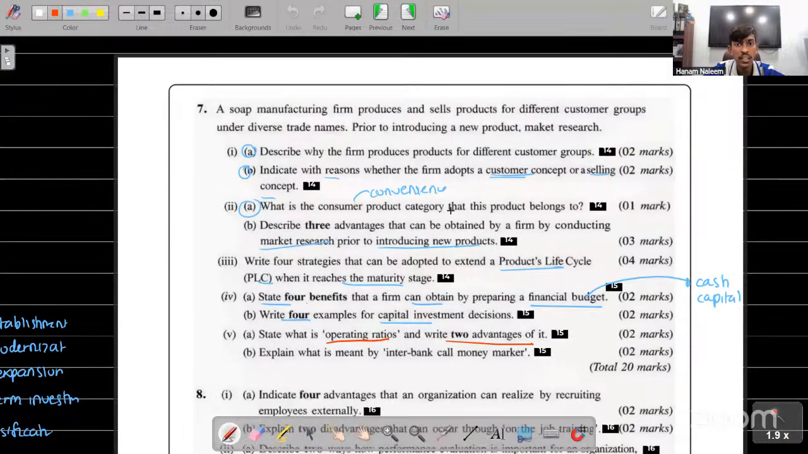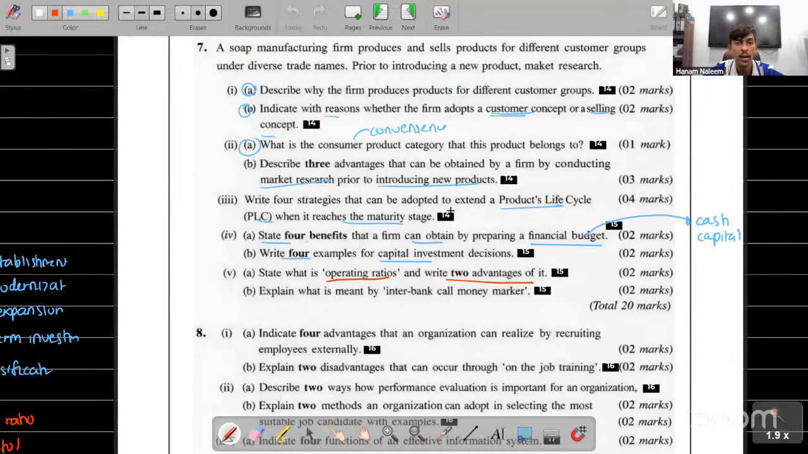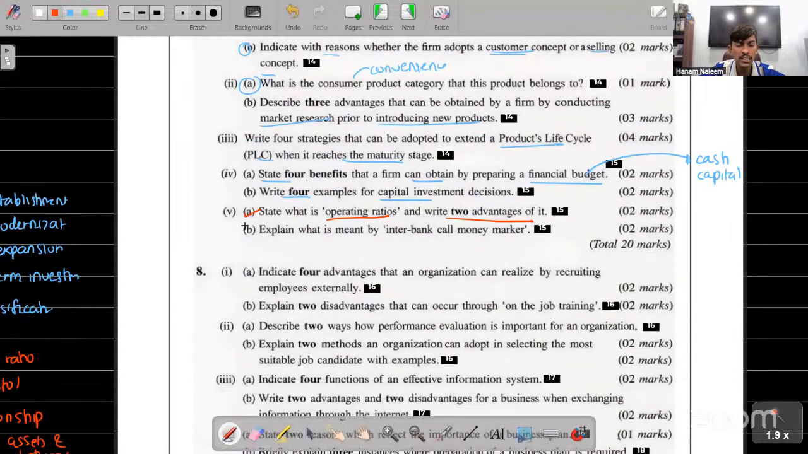Did I miss the interbank call money market? Okay. Explain what is meant by interbank call money market. Interbank call money market is where a commercial bank which has excess money provides a loan to a bank which has a deficit. So among banks there is a flow of money, and it is happening in the short term.